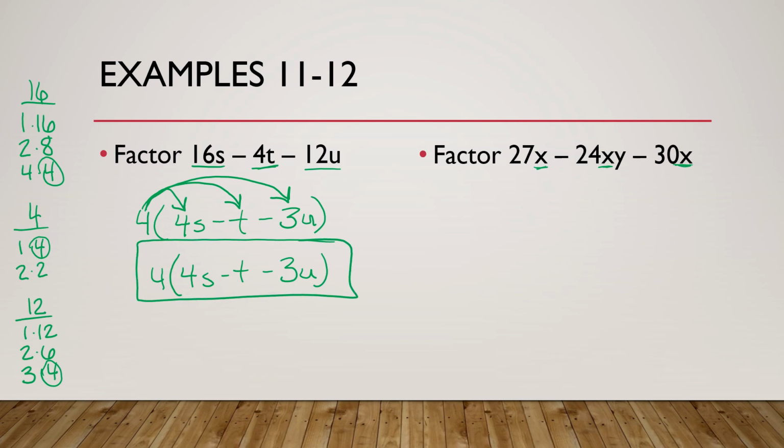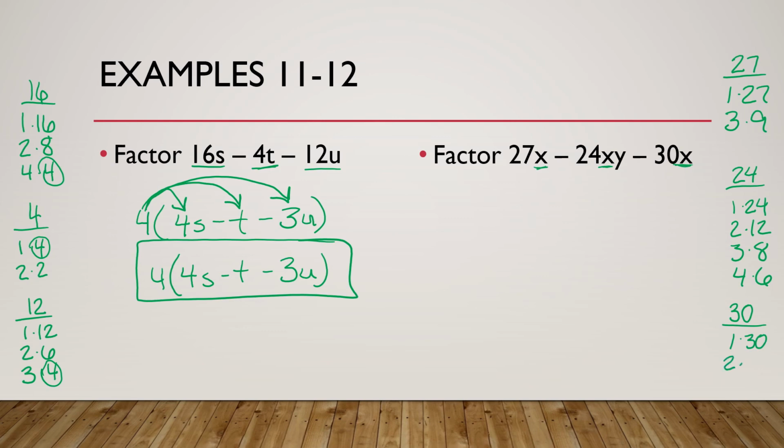Okay, in number 12, we're factoring out the 27. So 1 times 27, 3 times 9. Factors of 24 will be 1 and 24, 2 and 12, 3 and 8, 4 and 6. And of 30 will be 1 and 30, 2 times 15, 3 times 10, and 5 times 6. So it looks like your greatest one this time is 3.